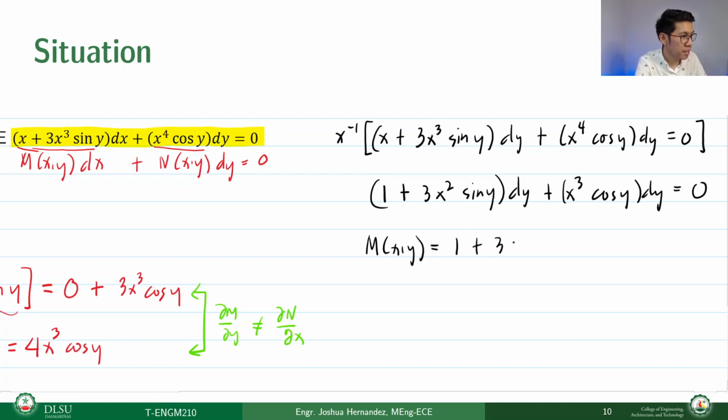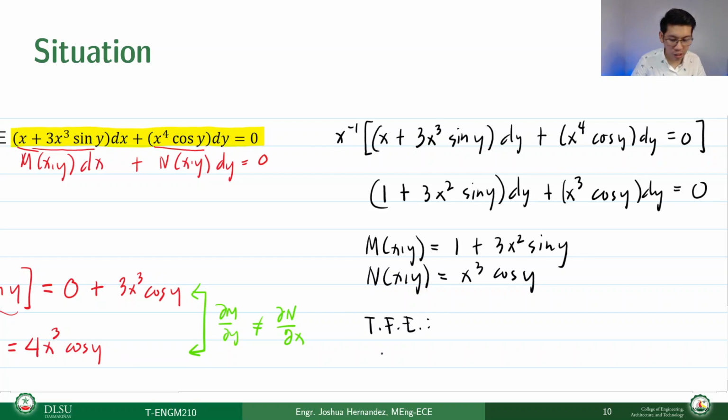Now, we'll notice that we can identify here M(x,y) to be 1 plus 3x squared sine y, and you can also identify N(x,y) to be x cubed cosine y, correct? Now, if we try and test this for exactness, that is satisfying the partial derivative of M with respect to y, that is taking the derivative with respect to y of the given function 1 plus 3x squared sine y.